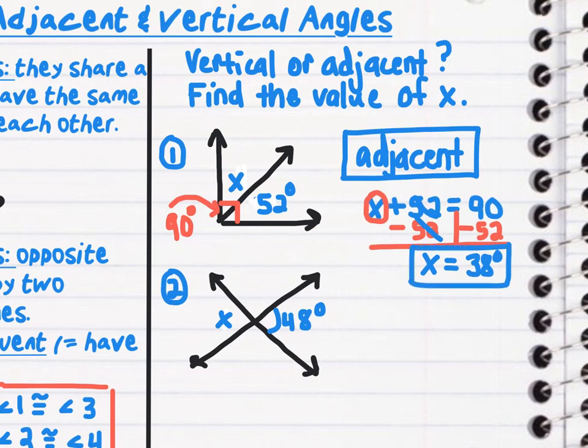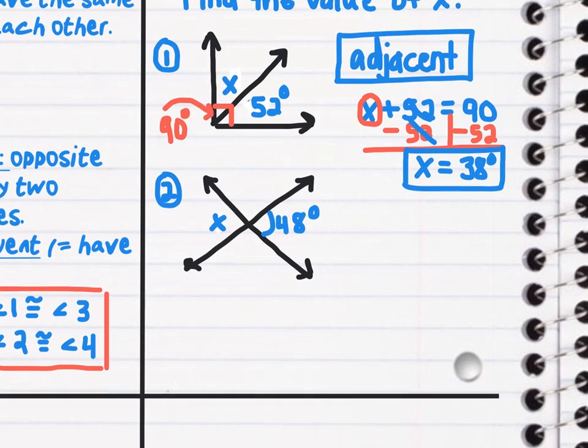Okay, so with adjacent angles, just know for the purposes of this lesson, adjacent angles are going to add up to something. In this case, they add up to 90 degrees. Now let's take a look at problem 2.